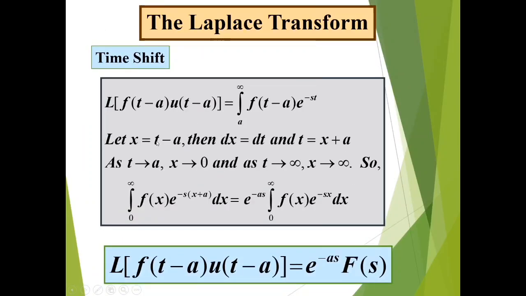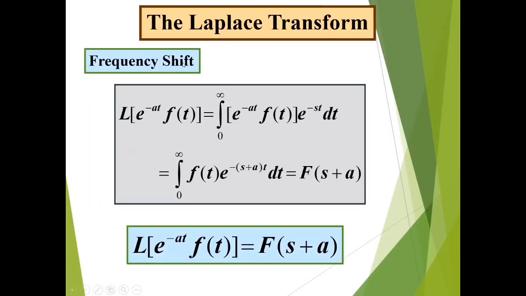Here as t tends to a, x tends to 0, and as t tends to infinity, x tends to infinity. So the integral from 0 to infinity of f of x e power minus s into x plus a dx is equal to e power minus as times the integral from 0 to infinity of f of x e power minus sx dx. So this is again the formula, the time shifting theorem: L of f of t minus a into u of t minus a is equal to e power minus as into F of s.